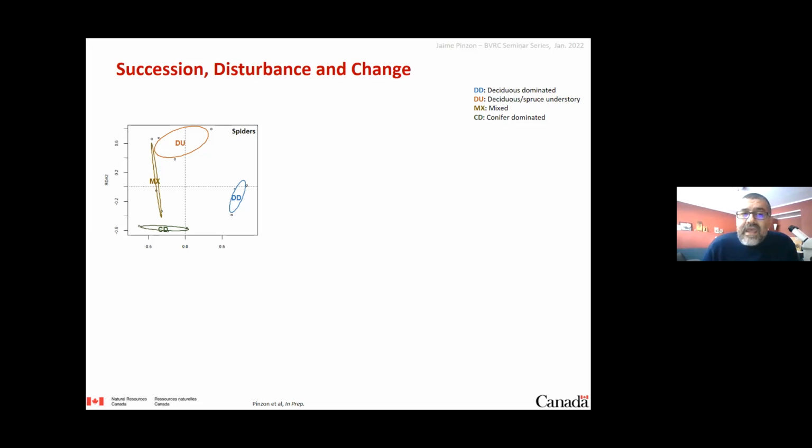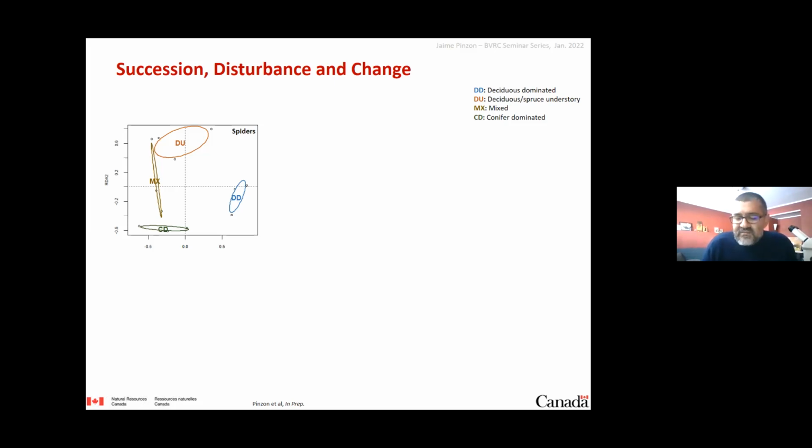Now, if we overlay the cover type in this plot, you can see in a very simple way that the species composition, in this case for spiders, is very distinct depending on whether you have a deciduous-dominated, a conifer, or a mixed forest type, right? So as the forest changes, the species composition for spiders changes as well.